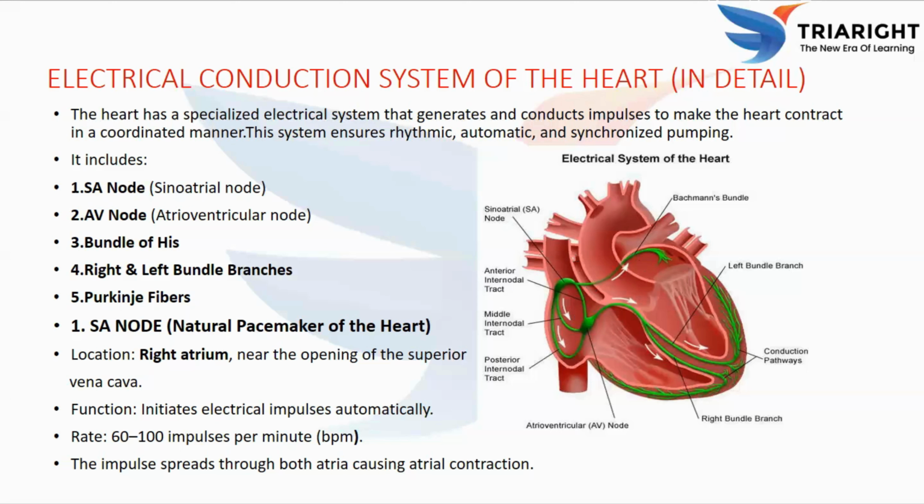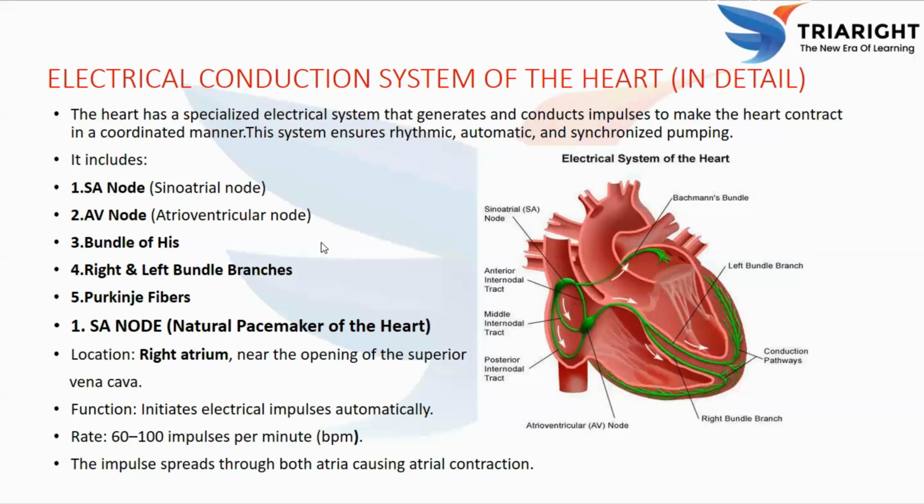And then the AV node, the atrioventricular node. This is located at the bottom of the right atrium. See, at the top you can find the sinoatrial node. At the bottom you can find the atrioventricular node. These are located near the wall between the atria and ventricles. So what is the function of the AV node? It receives the impulse from the SA node and delays it slightly. This short delay allows the atria to empty the blood into the ventricles before they contract.